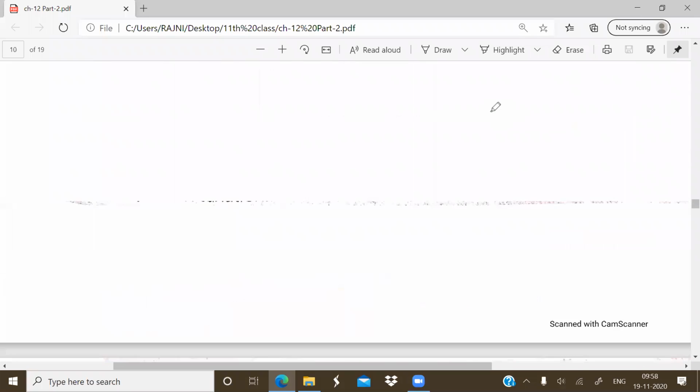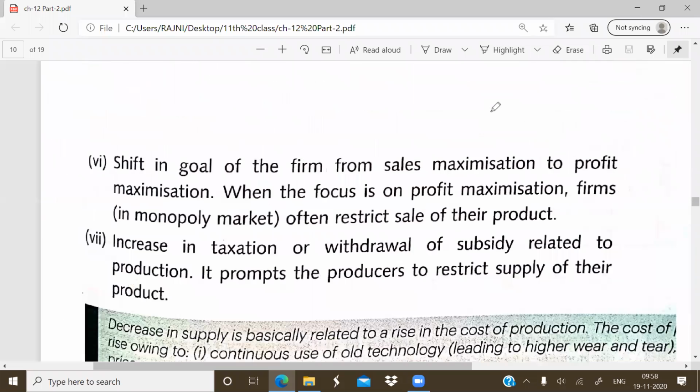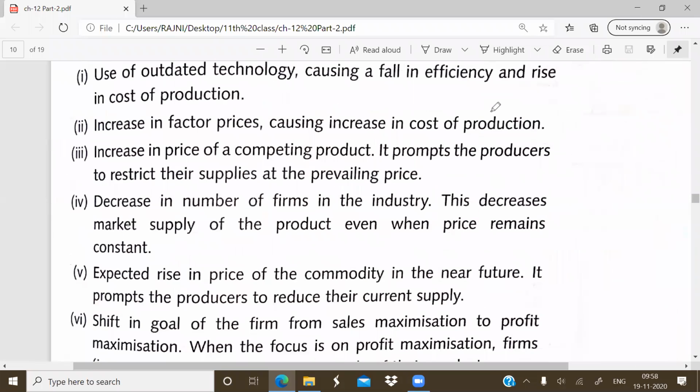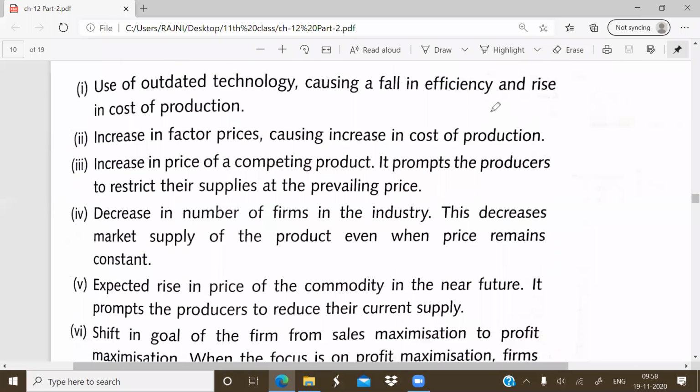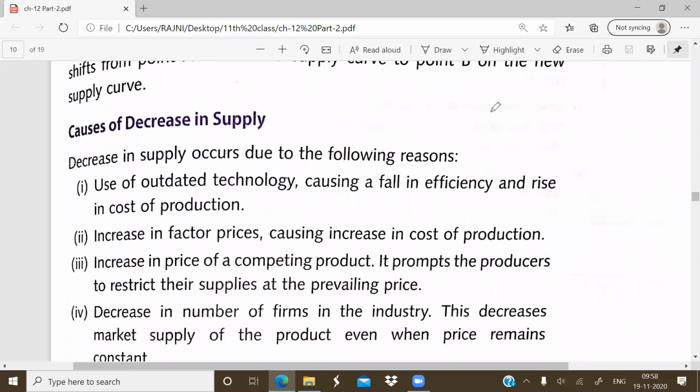The simple thing is there, in this situation the supply can be reduced, even the prices of that commodity are at the same level, उसमें कोई चेंजेस नहीं आया, but the supply goes reduced. So this was the situation of the movement and the shifting in a supply curve.